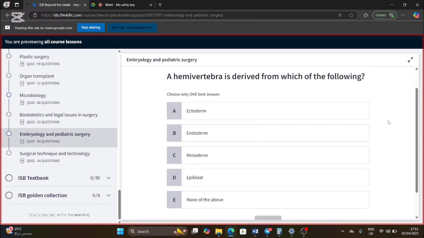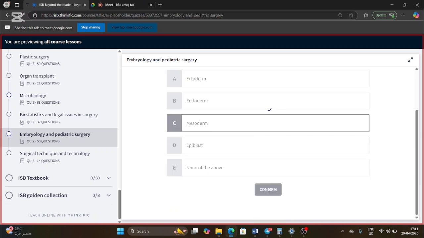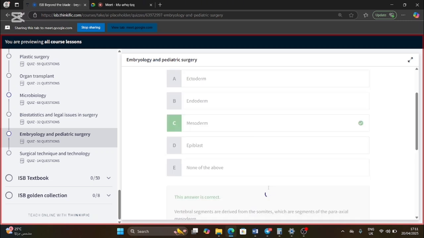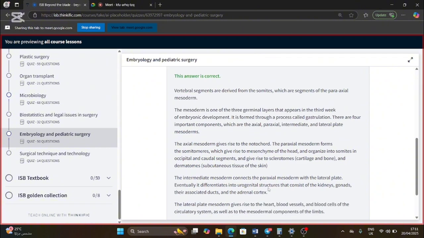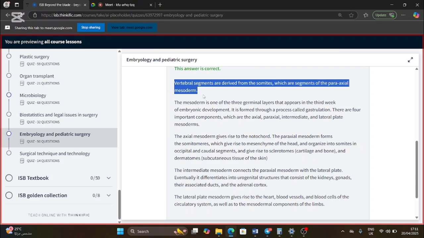Okay, let's see this question. A hemivertebra is derived from which of the following? The mesoderm. Hemivertebra derived from mesoderm. Let's see the answer. Yes, that's the correct answer. Let's see what's written here. They said vertebral segments are derived from somites, which are segments of paraaxial mesoderm.